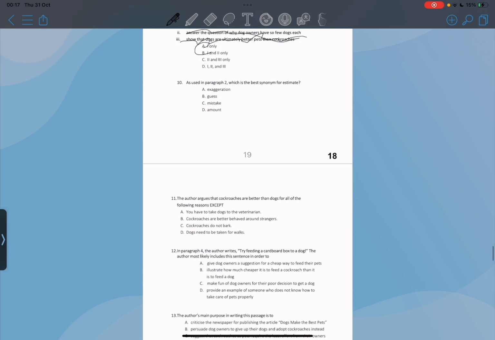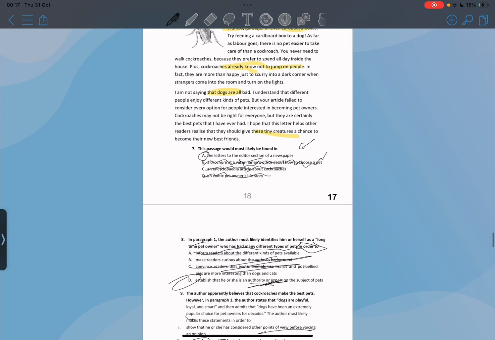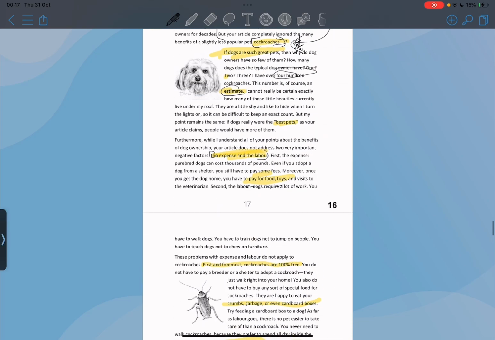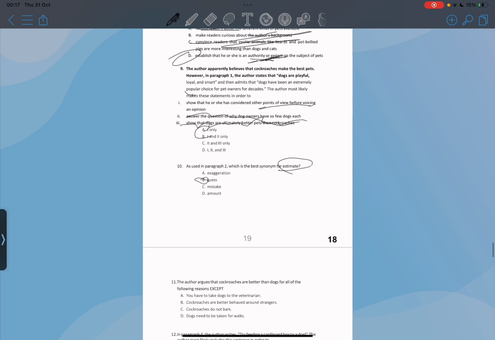Okay, question 10. As used in paragraph 2, which is the best synonym for estimate? So you can always look in the paragraph for the context. So right here, estimate, he doesn't actually know if there's 400 cockroaches. This is an estimate, so that means it's a best guess. Okay, option B.